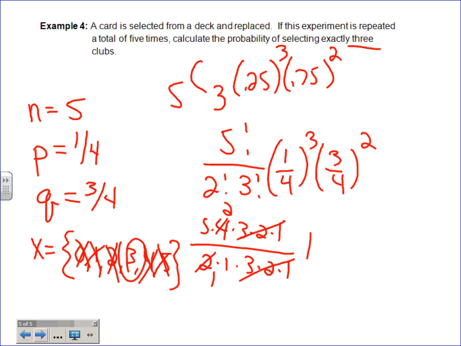So 10 times, again, that's if you had 5 objects and you wanted to choose 3 of them. Order didn't matter, right? That's why this works, because order doesn't matter. Okay. And 1/4 cubed, that's 1 over what, 64? Times 9 over 16.